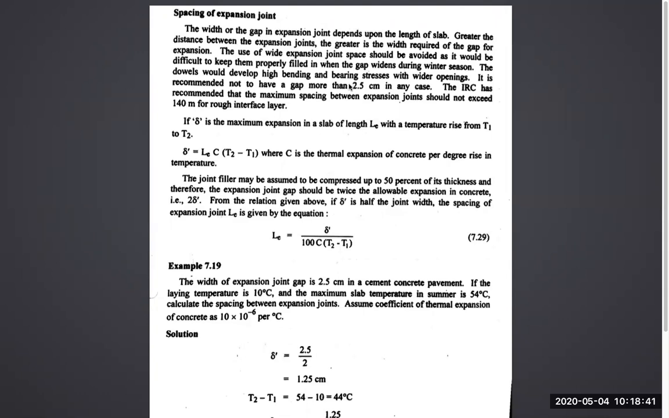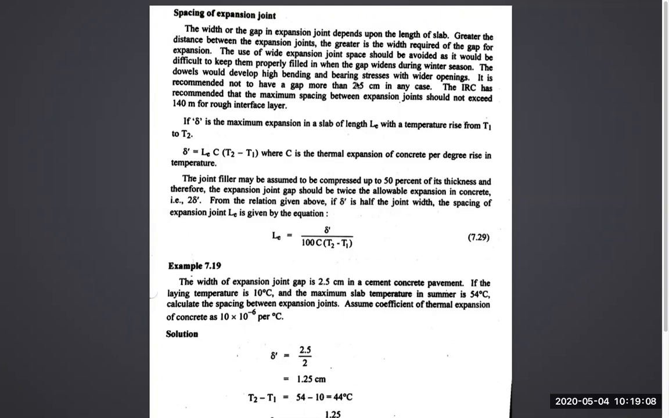Okay. Please, you need to understand the gap between the slabs and the interval of one joint to another joint. So you can see here, 2.5 centimeters is the gap between one slab and another slab, and 140 meters, what you see here, is the interval of one expansion joint to another expansion joint. So this is the recommended value from IRC.